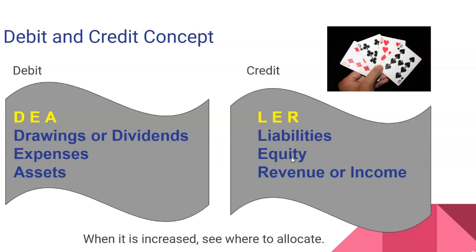When it's increased, we use either debit or credit. Drawings, dividends, expenses, assets. Liabilities, equity, revenue. When it increases, you just look at which side to debit or credit, and you just put it in there.